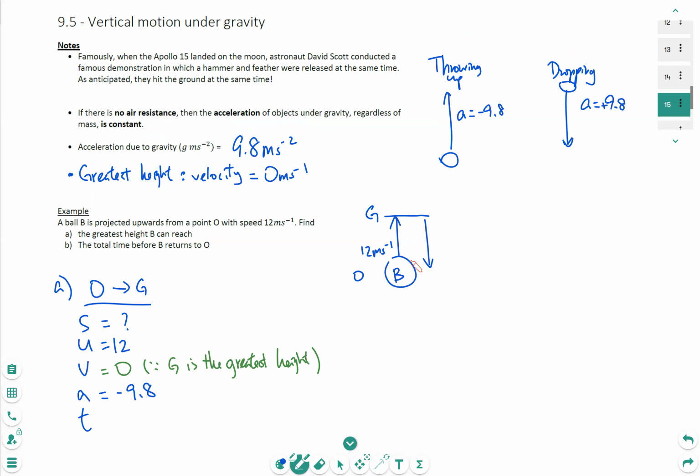The issue here is we can't make it positive. We can only make it either positive or negative, right? We can't make it positive because if the ball has a positive acceleration to start with, that means the ball is accelerating upwards and it will never come back down again. Why is that the case?